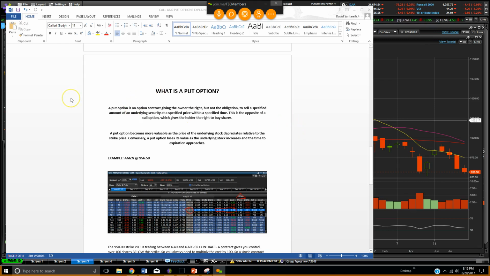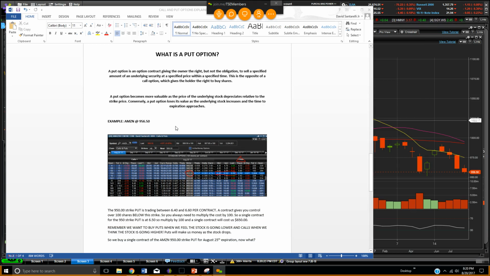All right, what is a put option? A put option is an option contract giving the owner the right but not the obligation to sell a specified amount of underlying security at a specified price within a specified time, which is your expiration date. This is the opposite of a call option, which gives the holder the right to buy shares. A put option becomes more valuable as the price of the underlying stock goes down relative to the strike price. Conversely, a put option loses its value as the underlying stock increases in value and the time to expiration approaches.